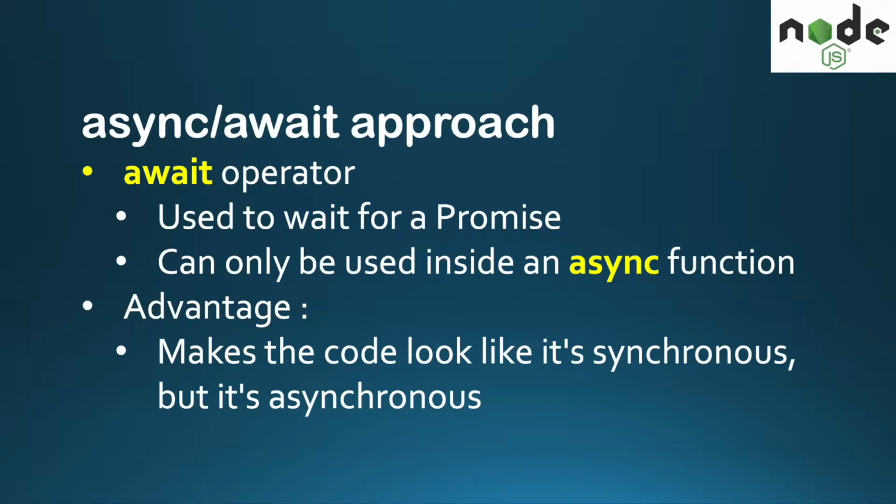Where does async come in? Await can only be used inside an async function. So a function which is decorated with the keyword async, we can use await only within it.